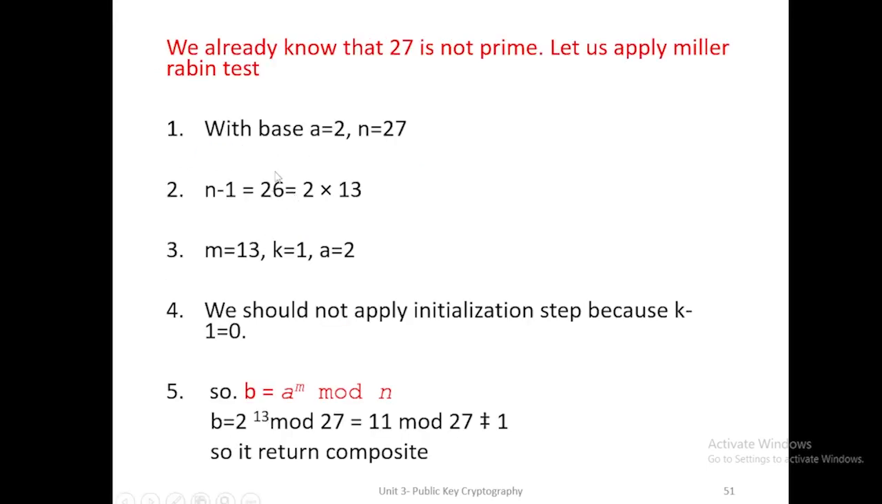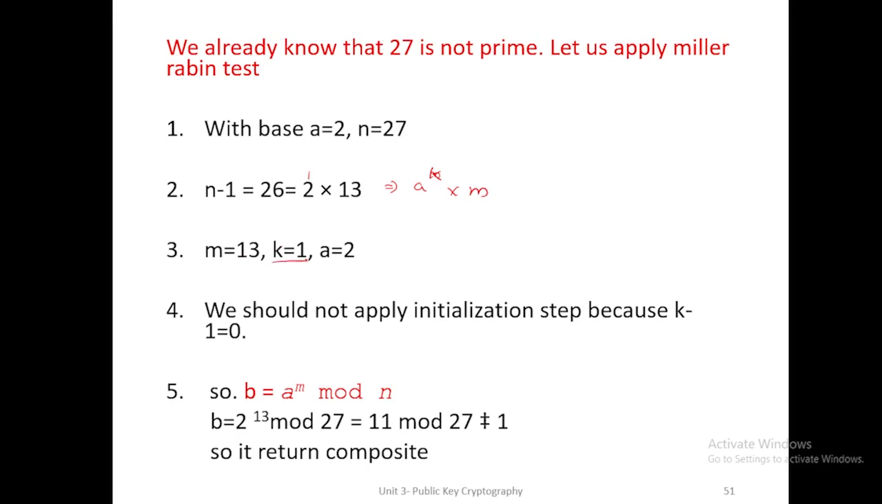Let us take an example. We already know that 27 is not prime, and I want to check that 27 is not prime using the Miller-Rabin technique. So I am taking base value a as 2. Always we may take base value a as 2. Here the given n value is 27, so n minus 1 is 26. It will be written as 2 into 13, that means 2 power 1 into 13. So it is the generalized way, 2 power k into m. So here a value is 2, k value is 1 and m value is 13.